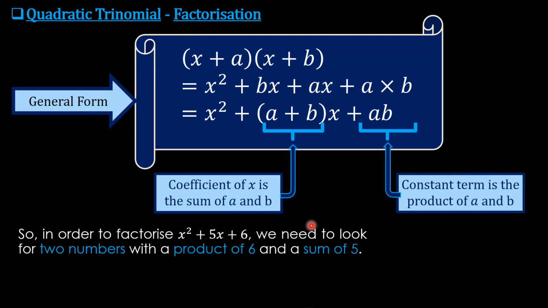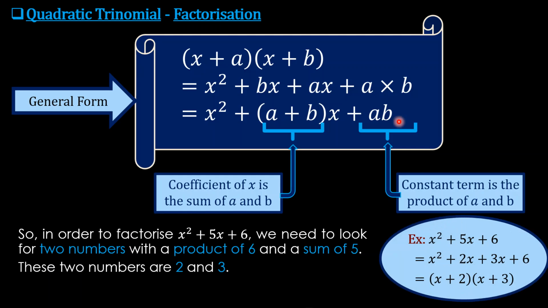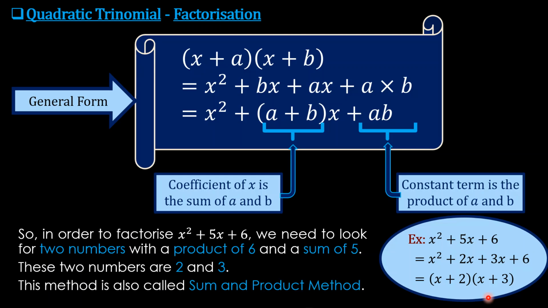So in order to factorize x² + 5x + 6, we need to look for two numbers with a product of 6 and a sum of 5, because 5 is the coefficient of x, which is the sum, and the product is 6, since the coefficient of x² is 1. These two numbers are 2 and 3: the product of which is 6 and the sum of which is 5. So x² + 5x + 6 we can write as x² + 2x + 3x + 6, which means (x + 2)(x + 3). This method is also known as the sum and product method.